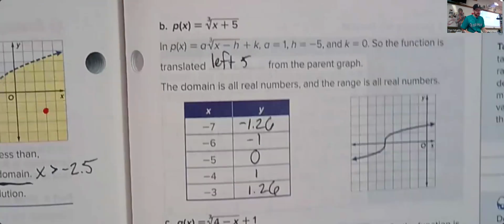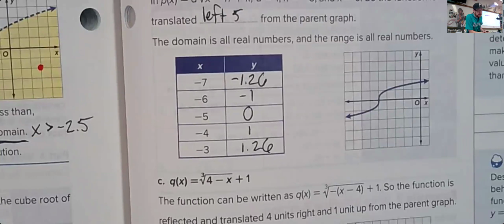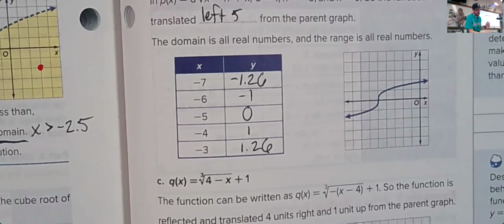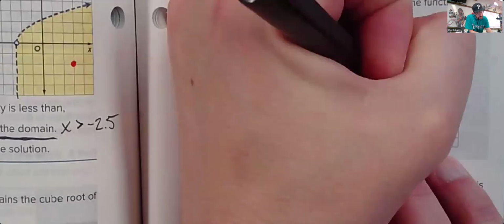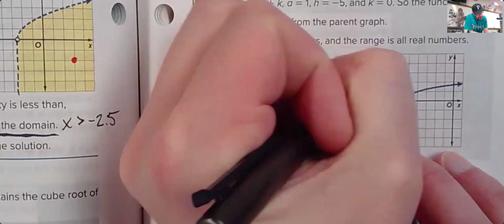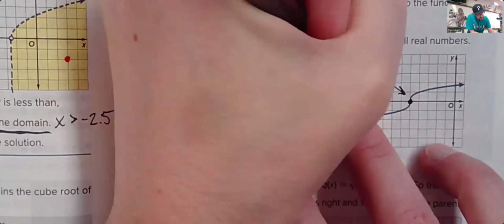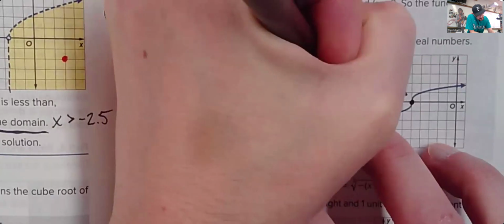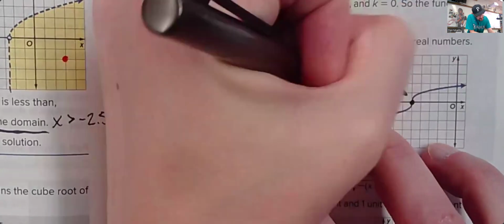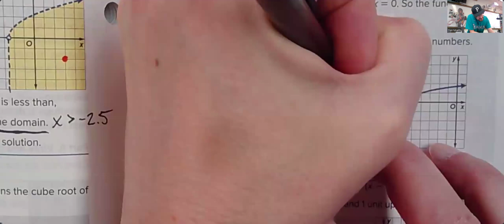Now this one, let me ask you this. Where is the point of rotational symmetry for this graph? -5, 0, yeah. So right here, that is the point of rotational symmetry.